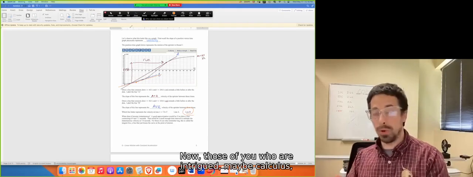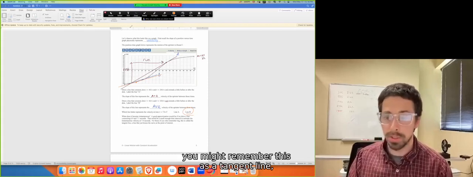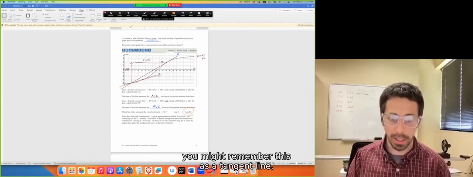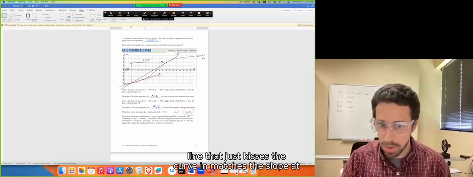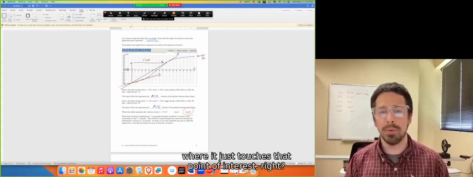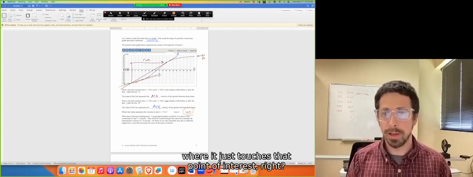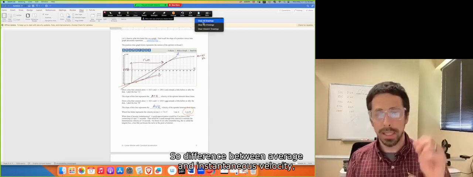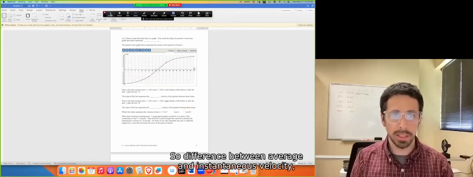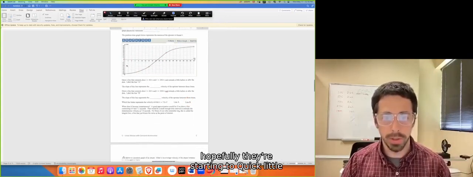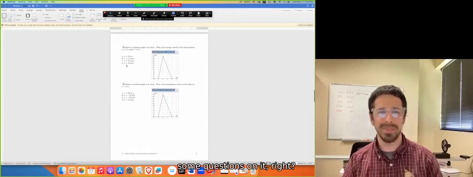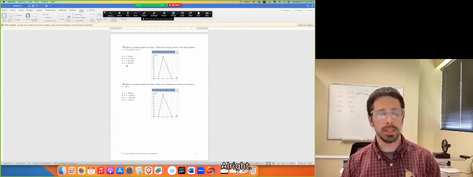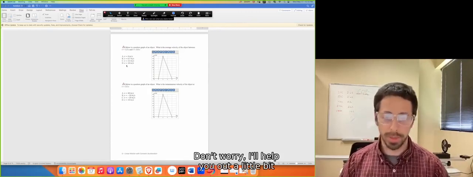Now, those of you who are in trig, maybe calculus, you might remember this as a tangent line, a line that just kisses the curve and matches the slope where it just touches that point of interest, right? So the difference between average and instantaneous velocity, hopefully they're starting to click a little bit, because now we're going to ask some questions on it, right? And you see the caution sign, that means we have to do this. All right, don't worry, I'll help you out a little bit too.